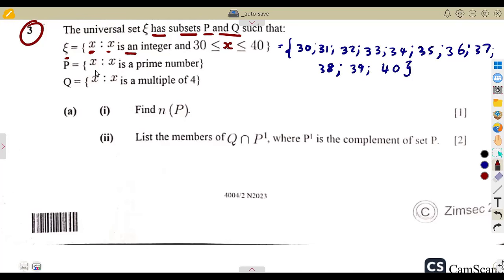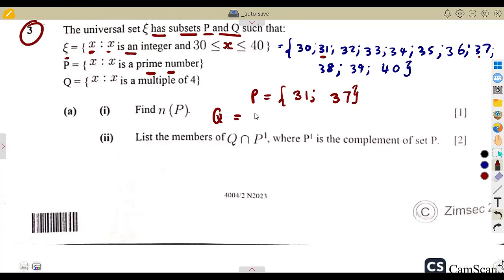P is the set of the values of x such that x is a prime number from these numbers in the universal set. P is of the prime numbers. So which prime numbers are you talking about? There is only 31 there. There is also 37. These are the prime numbers.